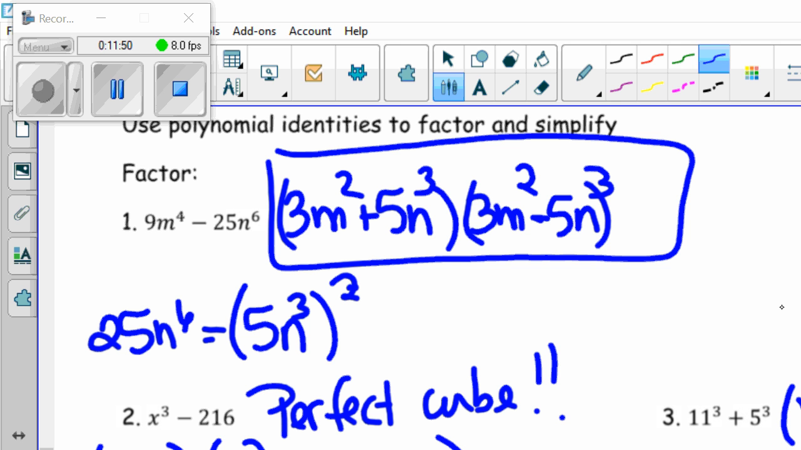So 11 plus 5 gets me 16. 11 squared is 121, minus 55, plus 25. So here I get 16 times 91. Multiply those two together, I get 1,456. Again, this is just another way to work that problem out using identities.